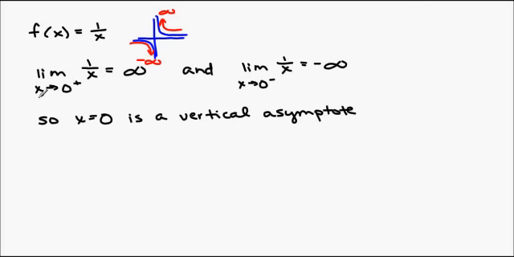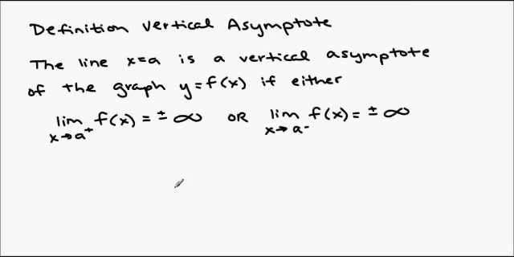And that tells us that x equals 0 is a vertical asymptote. Since x is approaching 0 and that limit is infinite, it's a vertical asymptote. The definition of a vertical asymptote is: the line x equals a is a vertical asymptote of the graph y equals f of x if either the limit as x approaches a from the right of f of x equals plus or minus infinity, or the left-hand limit of f of x equals plus or minus infinity. So if either one of the limits, right or left-hand, is equal to plus or minus infinity, you have a vertical asymptote.